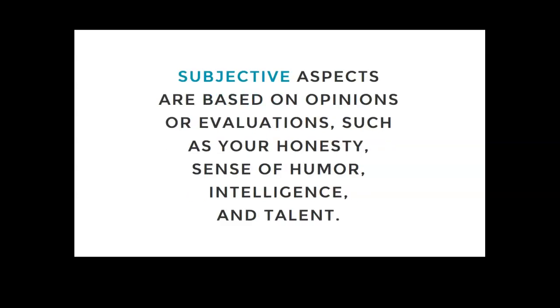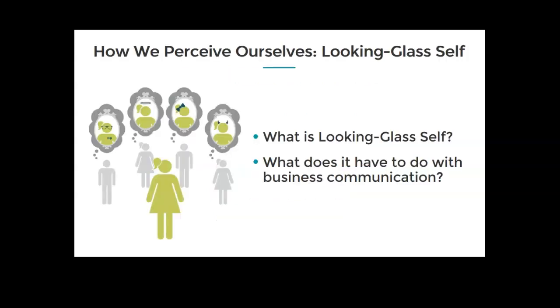So if we think of objective, like let's say I am 5'8", I am a tall person. Well, tall is subjective, but 5'8" is objective. Subjective is going to be based on opinions or evaluations. It could even be things like your honesty, your sense of humor, your intelligence, and your talent.